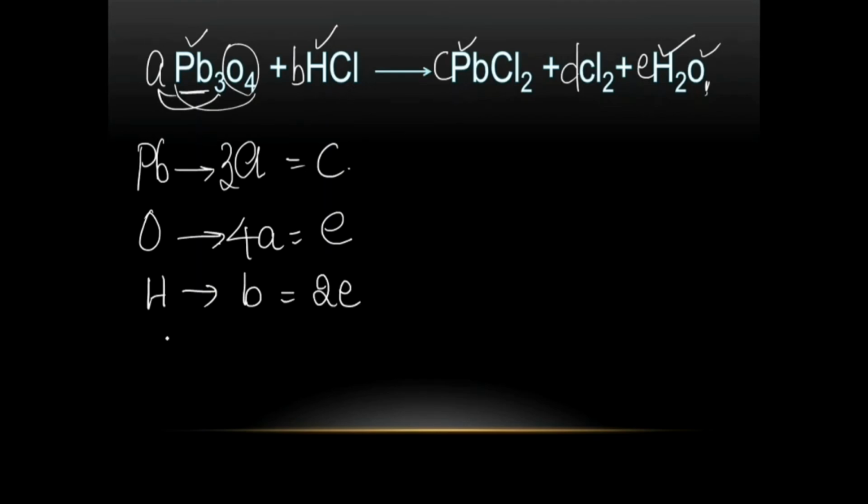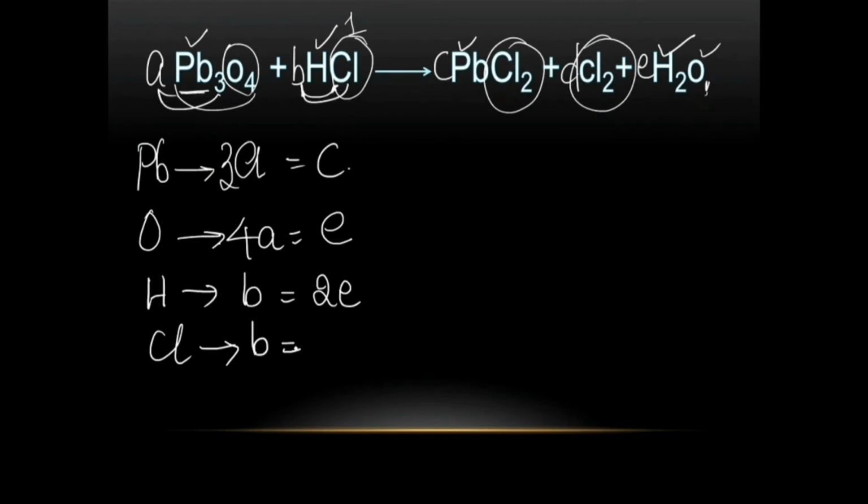Then who is the other member? Chlorine. Chlorine here is 1. Check this out, children, very important. Chlorine occurs one time here, but in this case it has occurred 2 times. So how do we handle this? Check this one: B on the reactant side should be equal to the product side, which is 2C plus 2D. Done. So this is how it will work.